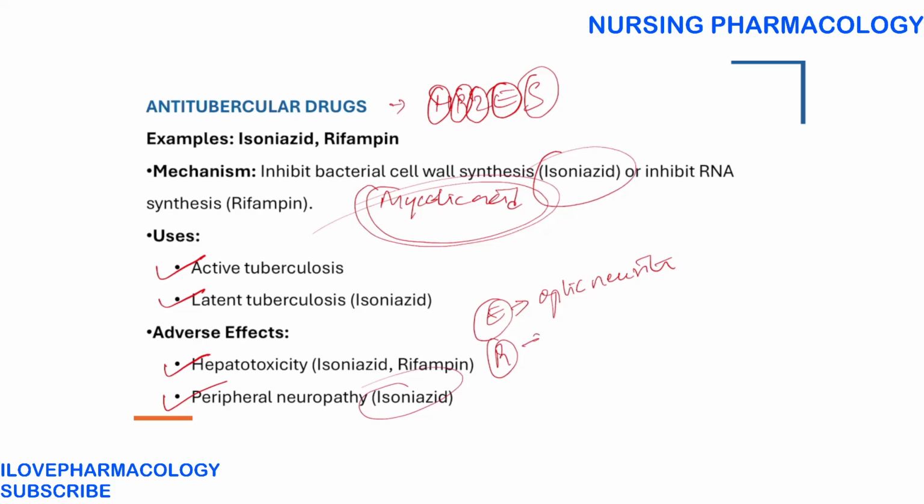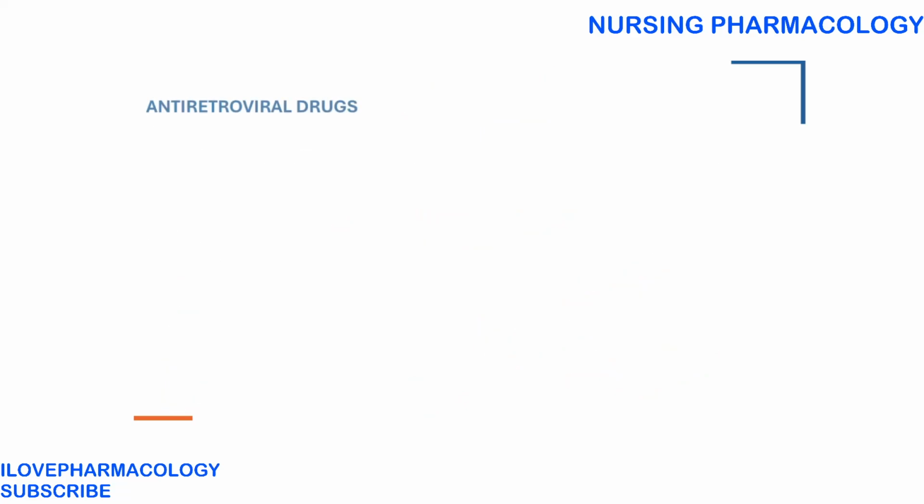Rifampicin can also cause flu-like syndrome, and also it can cause orangish urine or orangish secretions all over the body. So next, coming to the antiretroviral drugs, these are the drugs which are used to treat HIV infections.